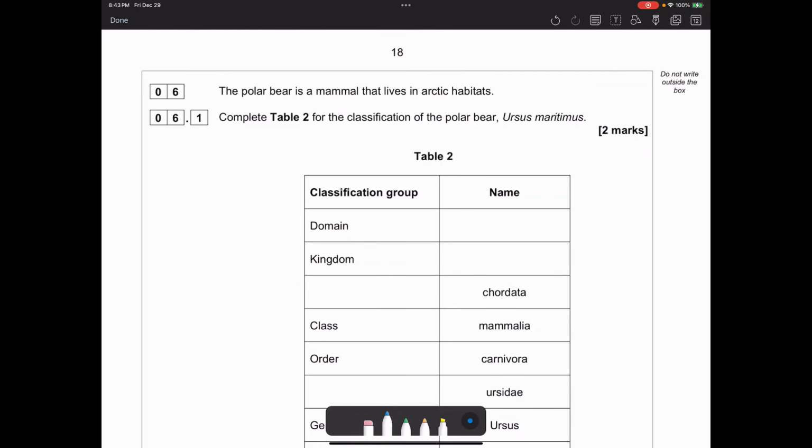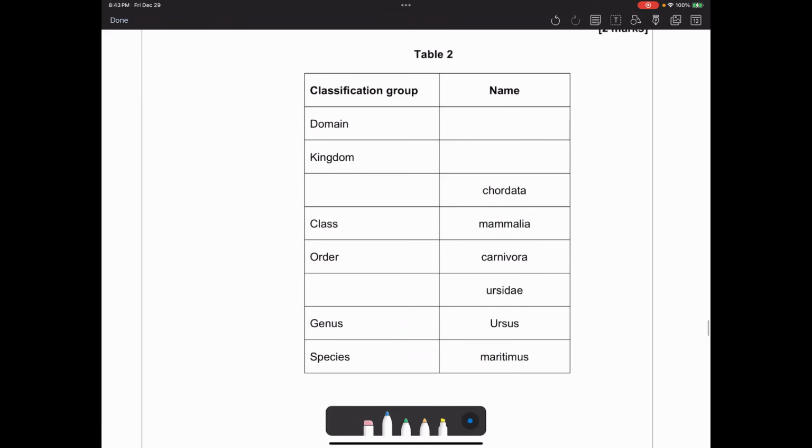The polar bear is a mammal that lives in Arctic conditions. Complete table 2 for the classification of the polar bear, and that's its binomial name. Okay, so this is when you've got to know your classification systems. Now they've combined here Carl Woese's classification with his 3 domains with the classic Carl Linnaeus system going down from kingdom to species. So remember, Carl Woese's 3 domains sit above the kingdoms. So the domains of the Archaea, Eukaryota, and Prokaryota. Sometimes teachers aren't clear in establishing that the domains can sit above the kingdoms, whereas the traditional way of doing it is the Carl Linnaeus system.